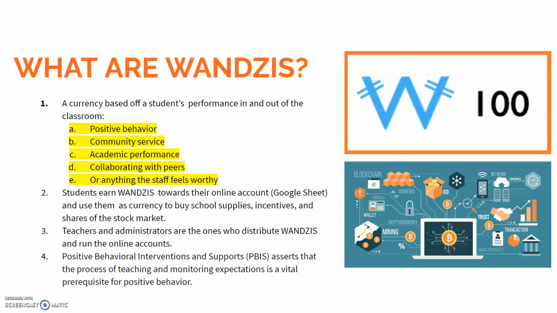Students earn onesies towards their online account. So I would create a Google Sheet or a Microsoft Excel sheet, and then I would just teach them the value of putting cash away like a bank. That way they don't lose it, because middle school students, they're going to lose it. And so I always just kind of had that set up for them.